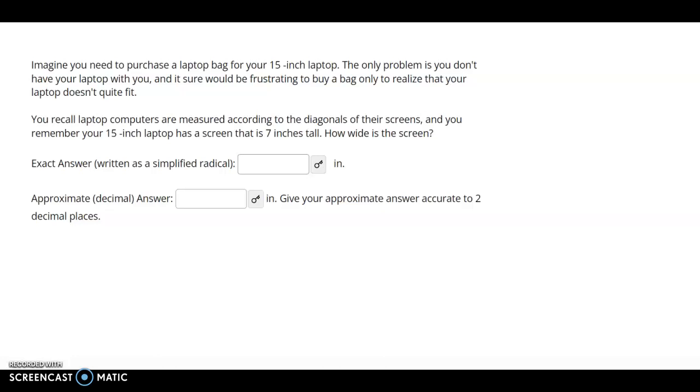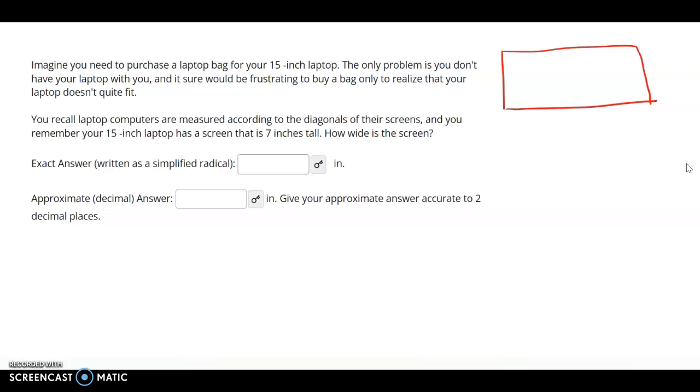Okay, we need to purchase a laptop bag for our 15-inch laptop. The only problem is we don't have our laptop, and it would be frustrating to buy a bag only to realize that our laptop doesn't quite fit. So we recall laptop computers are measured according to the diagonals of their screens. So let's go ahead and draw a picture of our laptop.